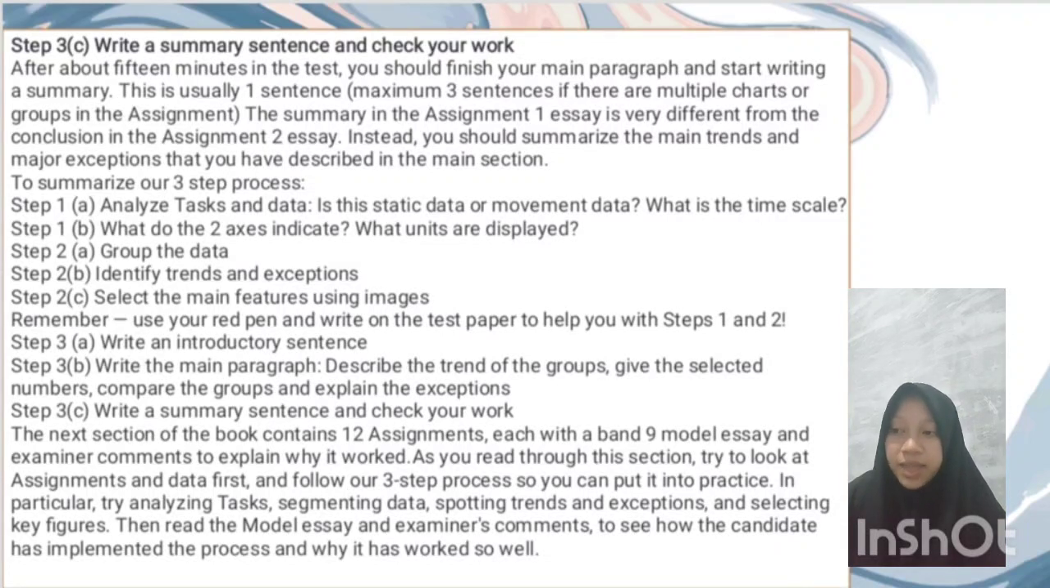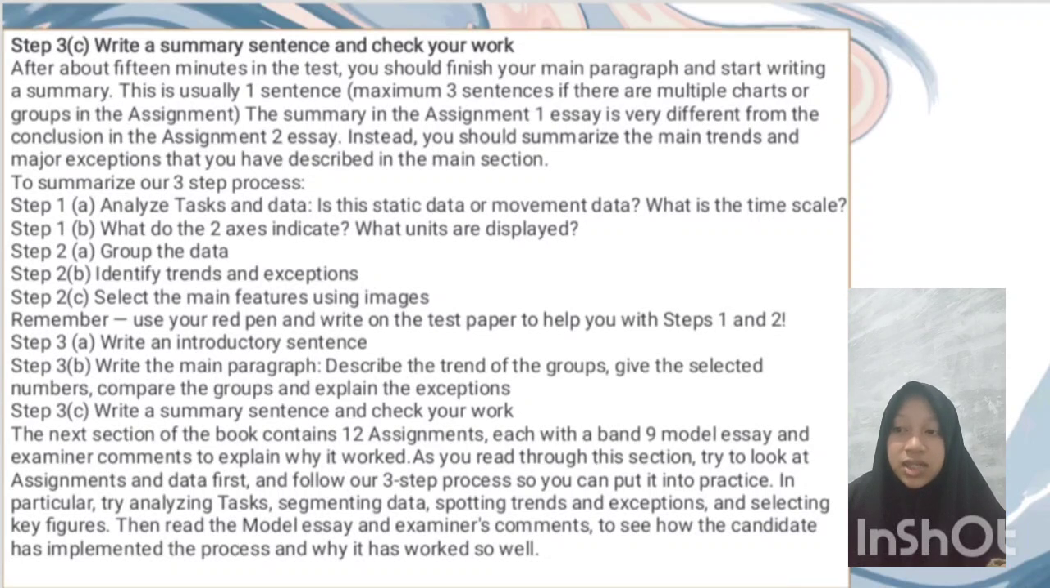Step 3a. Write an introductory sentence. Step 3b. Write the main paragraph. Describe the trend of the group. Give the selected number. Compare the group and explain the exception. Step 3c. Write a summary sentence and check your work.